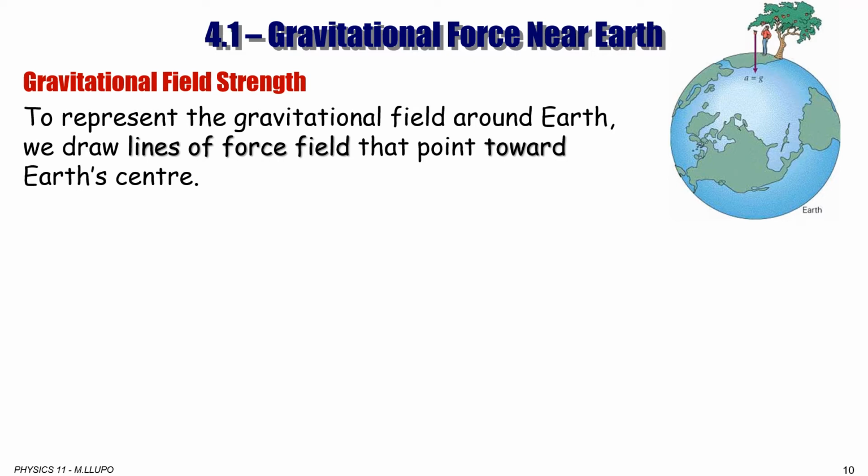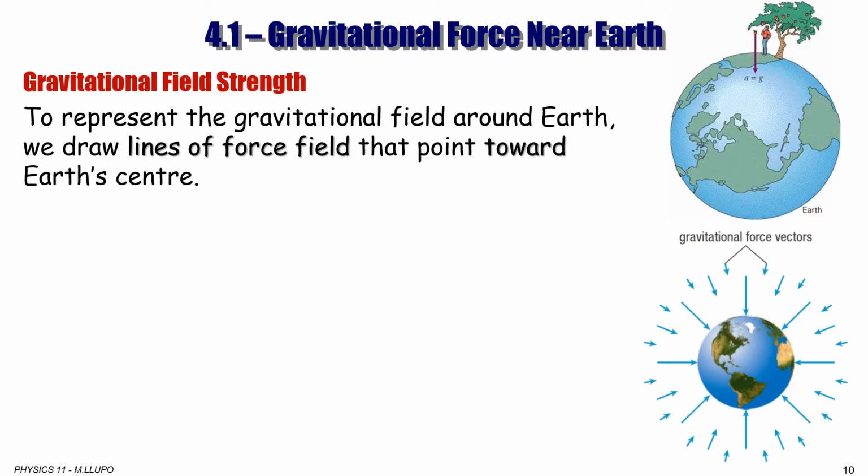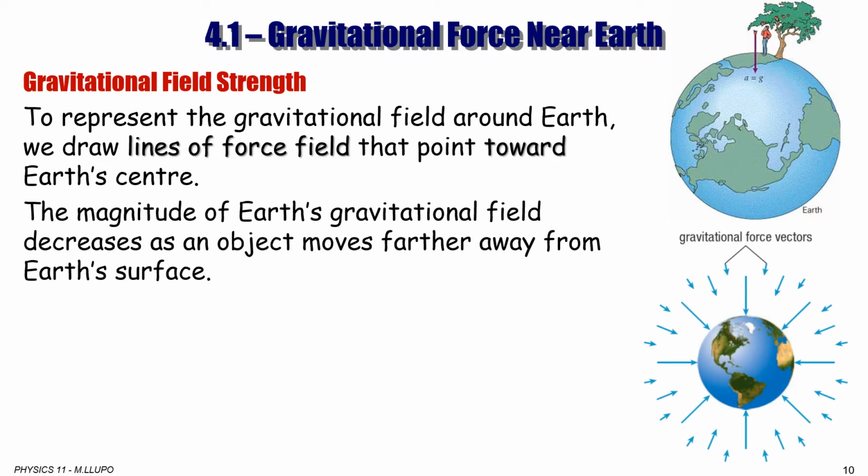Now, the force field exists and surrounds the object, especially a massive object like Earth. So to represent the gravitational field around the Earth, we draw field lines that point toward the center of the Earth. As you see, the further away from the surface of the Earth, the further apart those lines are. That means that gravitational field strength decreases as you move away and increases as you move closer to the surface of the Earth, or closer to the center of the Earth.